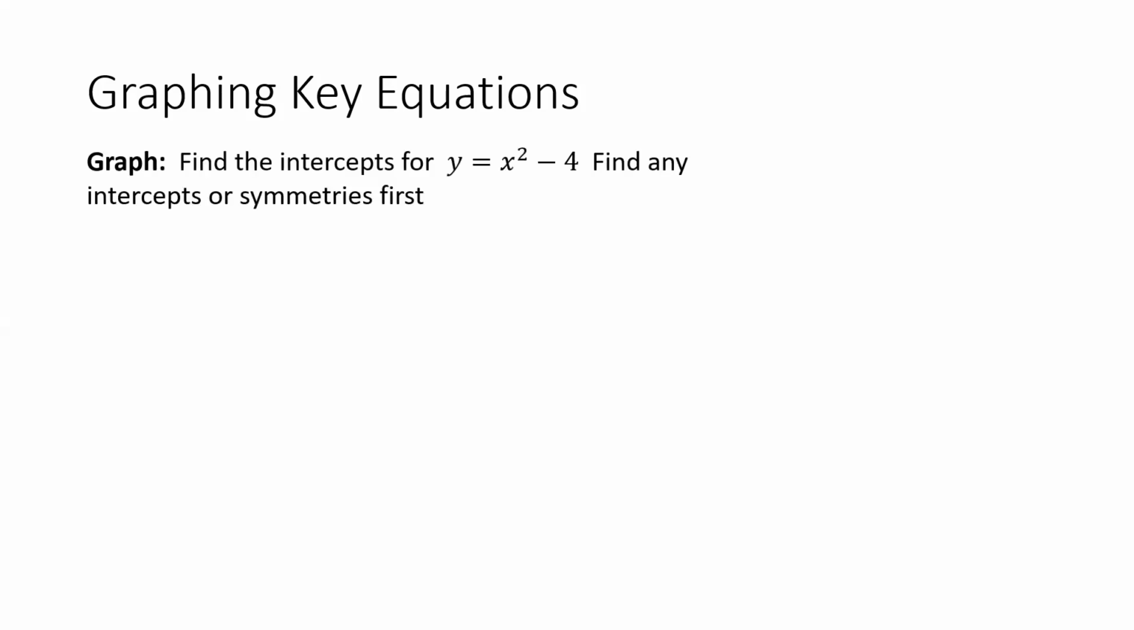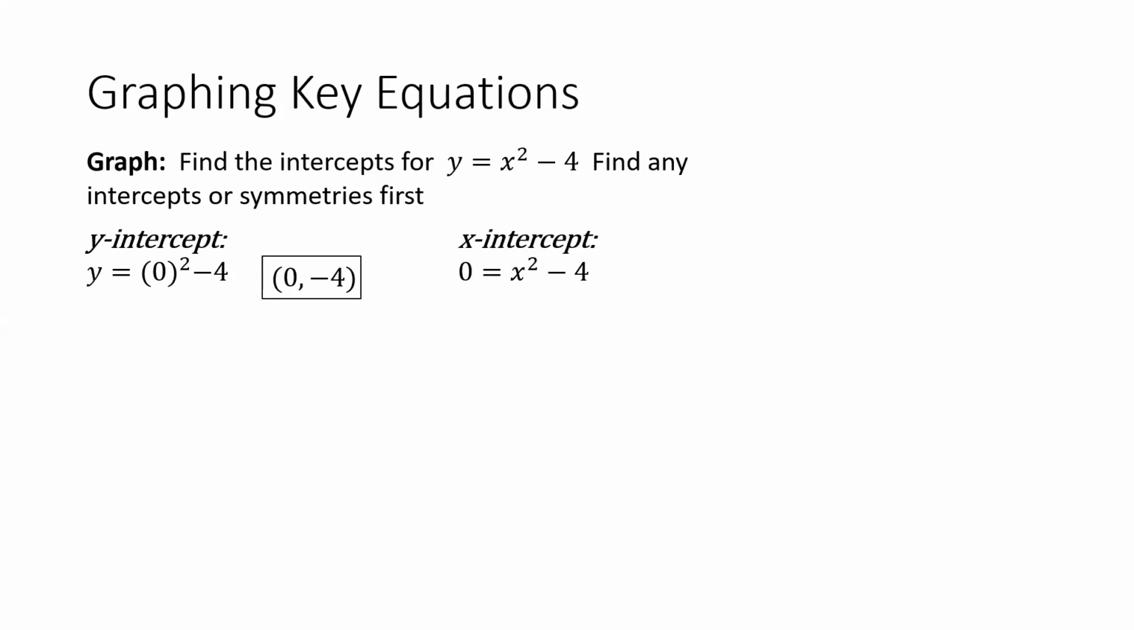So since we've already done this in this section, let's go ahead and find the intercepts of this equation: y is equal to x squared minus 4. In order to find a y-intercept, we plug in 0 for x and solve. So 0 squared, 0 minus 4 is negative 4. Now I get (0, negative 4).